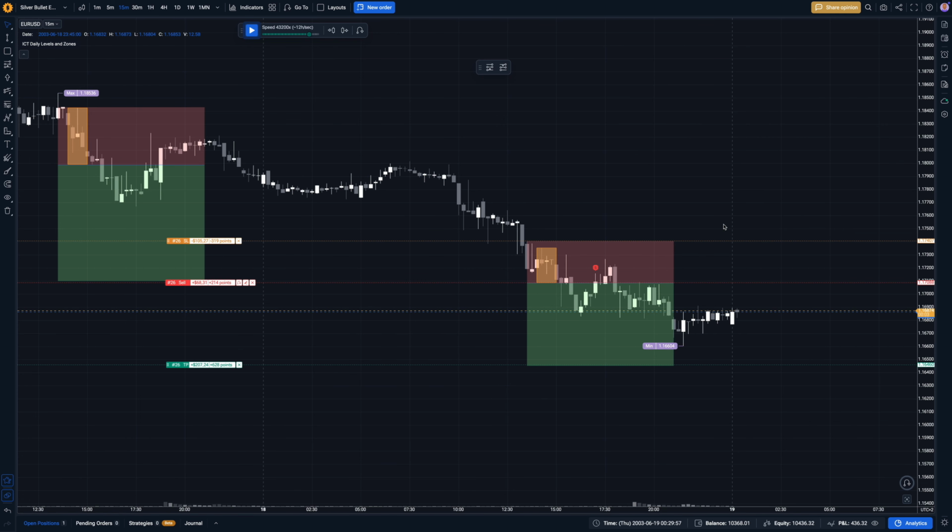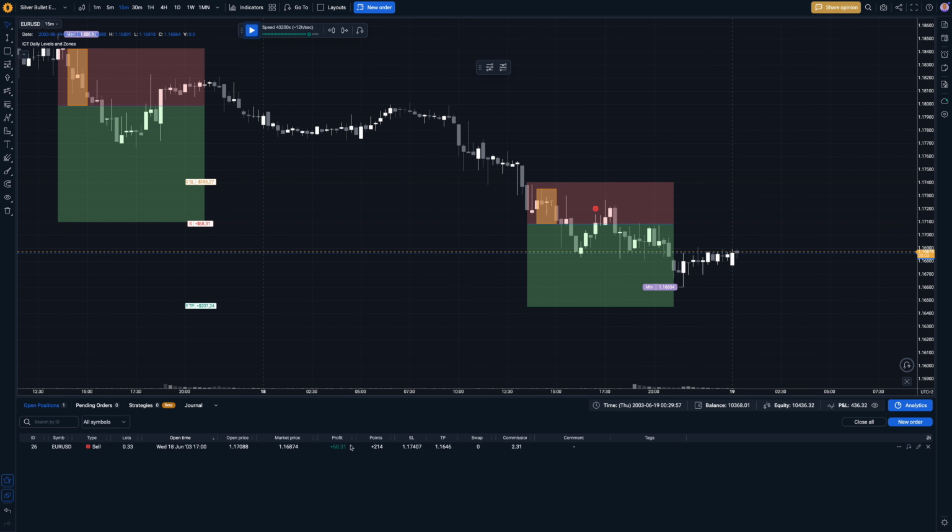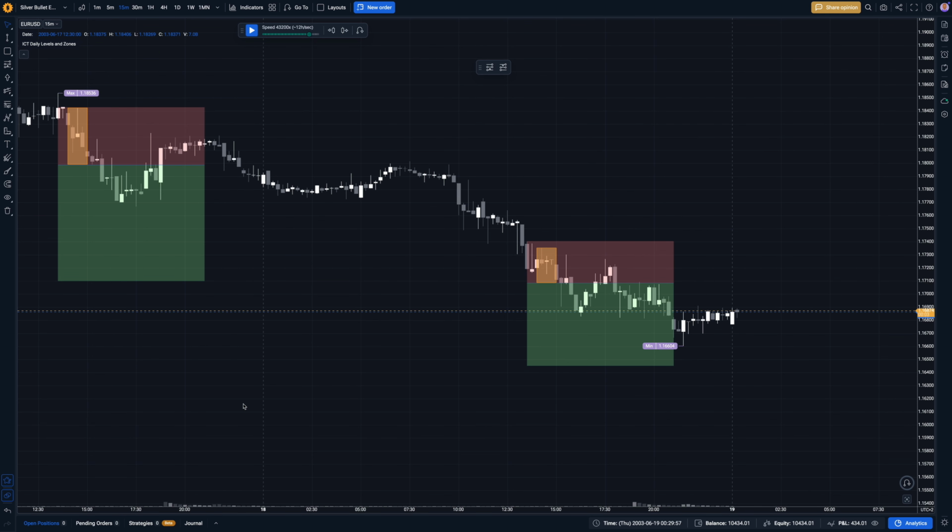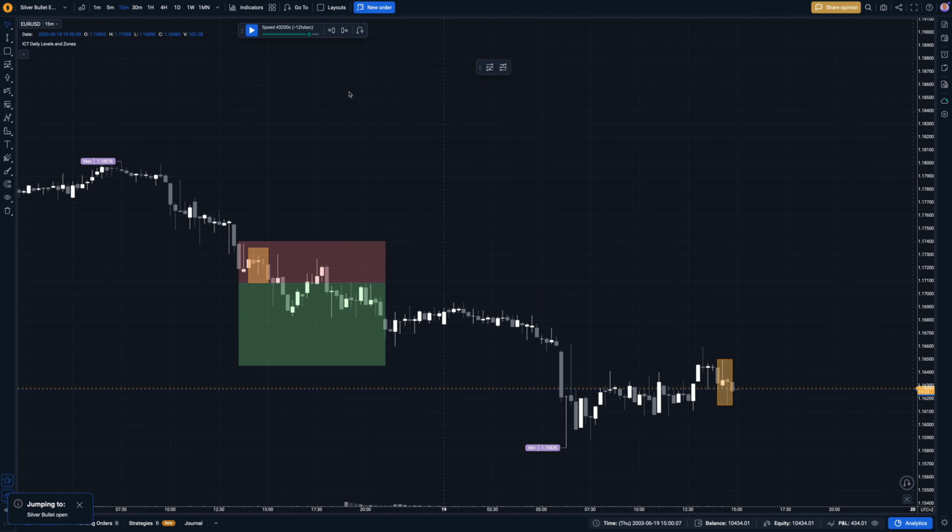This one also reaches the daily close, so we close the position. We're slightly profitable, but this isn't exactly what we want to see. Trading isn't perfect though, so let's continue. Next one, Go To. Here we are.